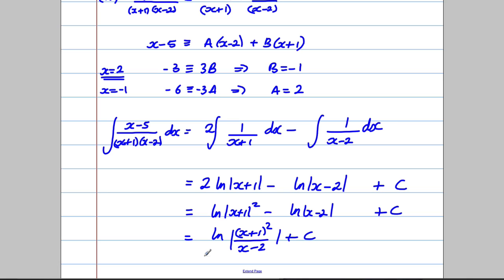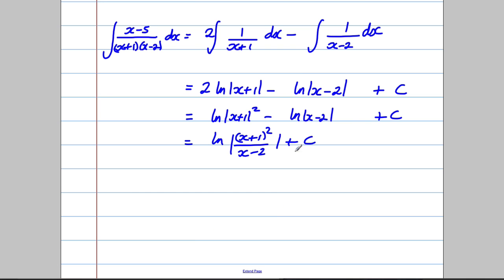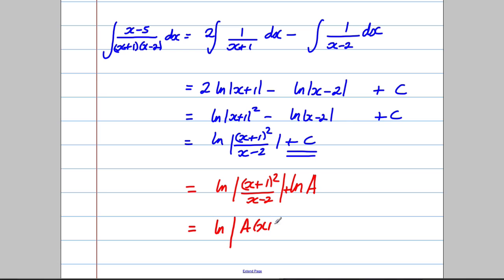Now, there's actually one other thing you could do that's maybe useful for you to think about. It'll be useful later. Because that's a plus c, there's absolutely no harm in writing that as a logarithm of some number, like let's say the logarithm of a. Like c can be written as a logarithm of some other number a. So this whole thing could be written as the natural logarithm of x add 1 squared over x take away 2, like that, plus logarithm of a. And then we can use the logarithm rule. We could then multiply to say that's the natural logarithm of a x add 1 squared over x take away 2, like that.